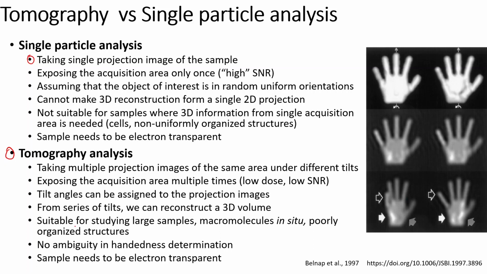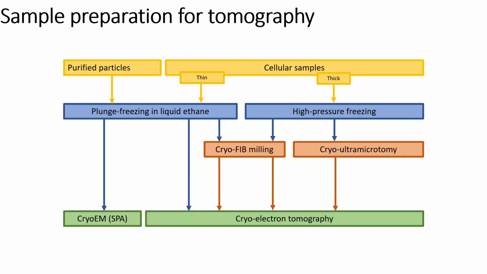Tomography, in fact, like single particle analysis, needs a sample that's electron transparent, but because we are usually studying different samples than for single particle analysis, we need to achieve this with a different sample preparation. Sample preparation for tomography can be the very same as for single particle analysis: we have a purified sample, we plunge freeze it in liquid ethane, and we collect cryo-EM SPA.